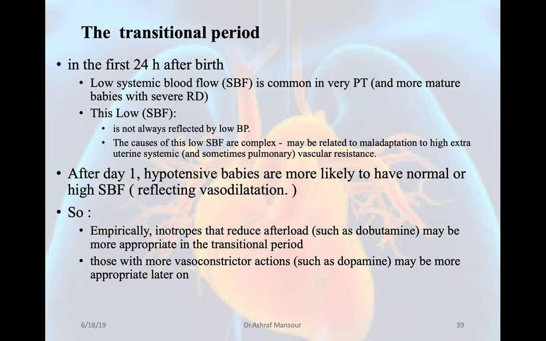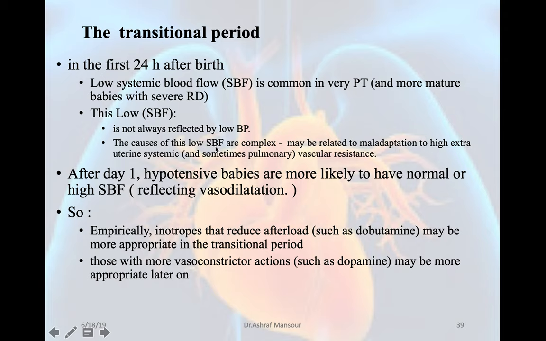Specific to the first few hours, which is the transitional period. In the first 24 hours, there is low systemic blood flow, which is common in very preterm and more mature babies with severe RDS. This low systemic blood flow is not always reflected by low blood pressure.